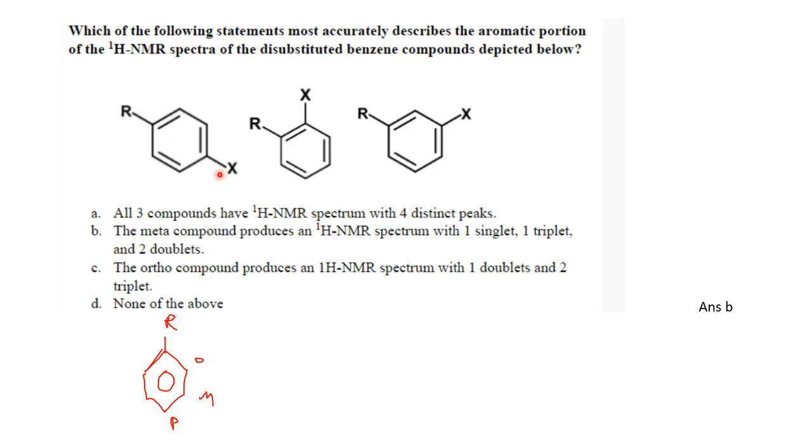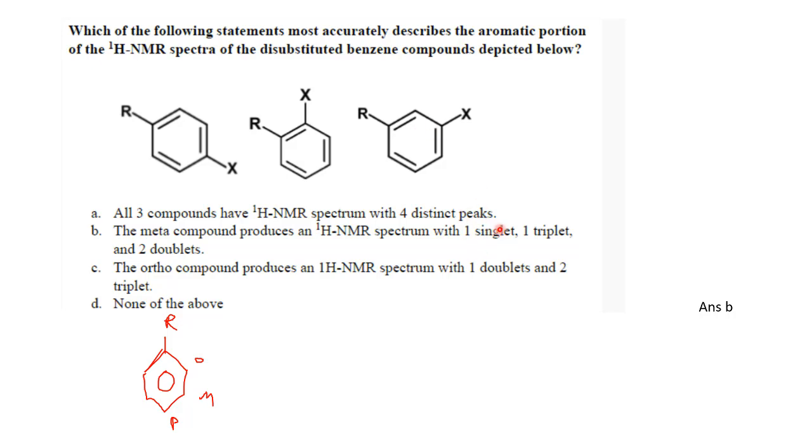This is the para compound, and this is the ortho compound, and then this is the meta compound, because there is a gap of one vertex, and then this is the meta position with respect to the R group. So now this is the meta compound, and for this particular compound we will get one singlet, one triplet, and two doublets. How is it happening?